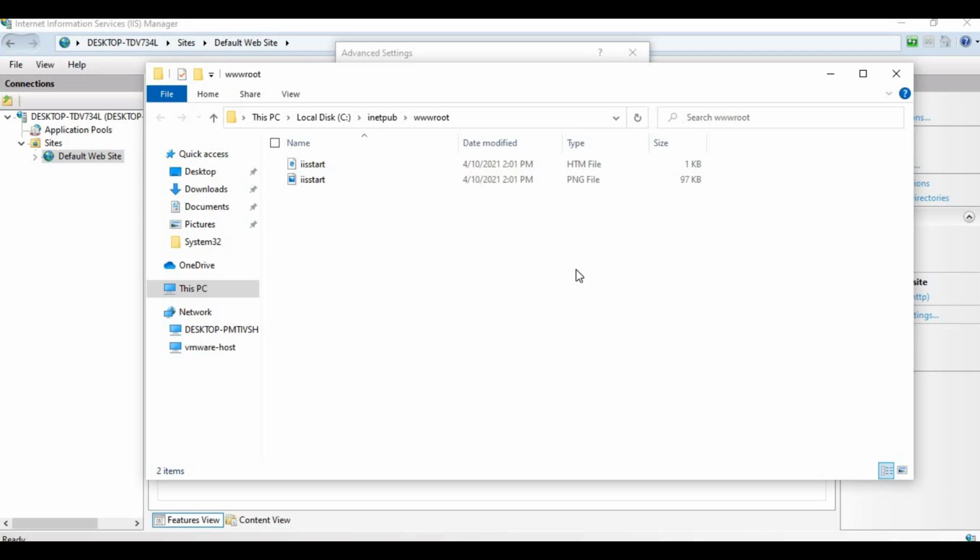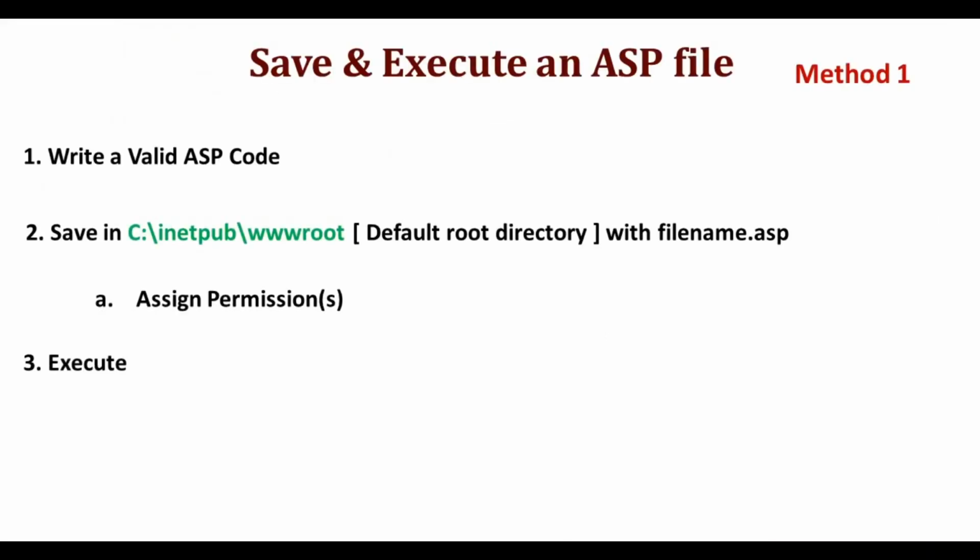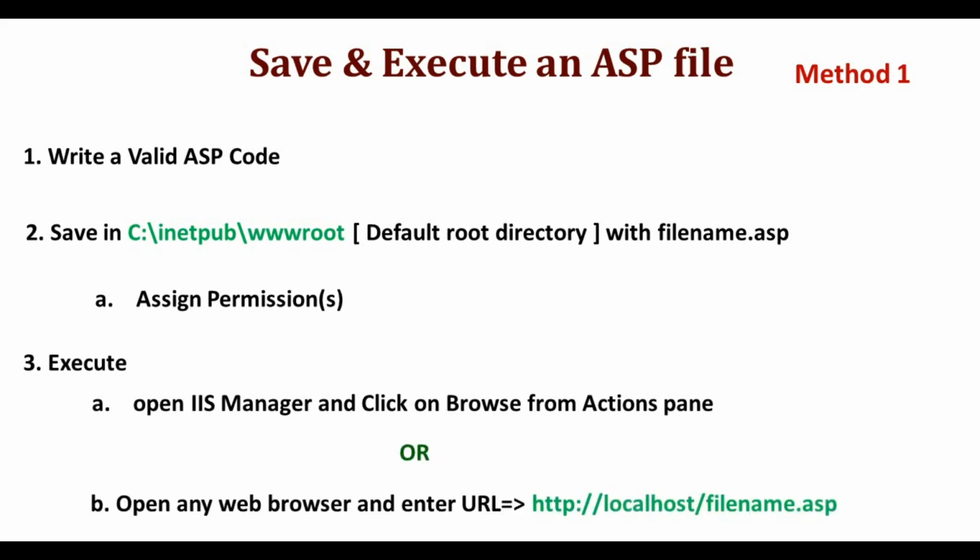Now, the conclusion is, if you want to execute any ASP file, then that needs to be saved either in this location or you may create a new virtual directory and customize that for pointing to your desired location. I have summarized the entire conclusion into two different methods and we'll see them in action one by one. So, this is the roadmap of the very first method which we are going to proceed with.